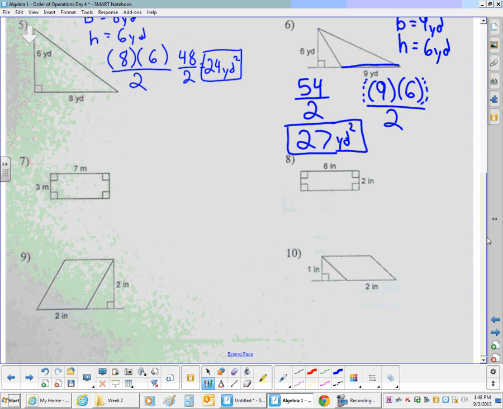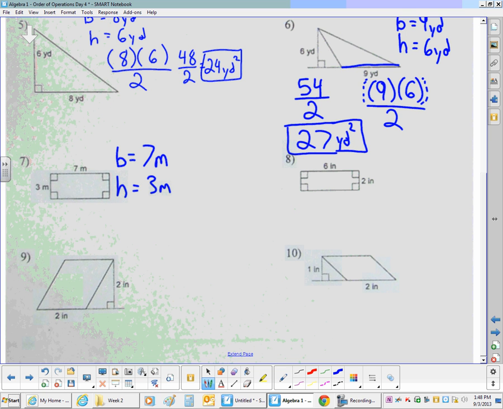Next, we're going on to a rectangle. And in rectangles, we use the formula for area, which was base times height. In this case, I'm going to count the base as 7 meters, and the height is 3 meters.